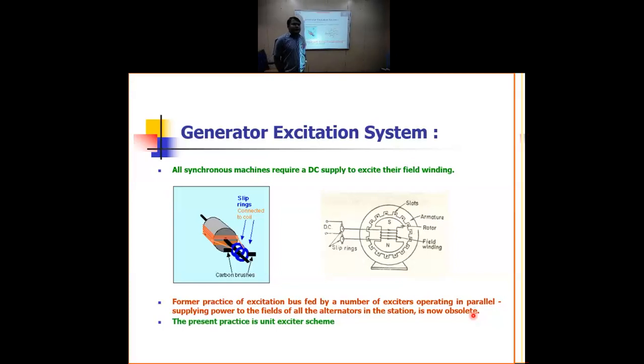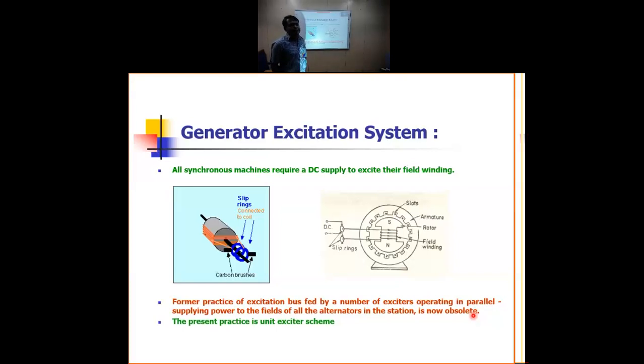As initially on today's class, I showed you some photos for 210 megawatt DVC power plant, 500 megawatt NTPC power plant, or 500 megawatt DVC power plant. So there it was shown to you the turbine structure and placement, excitation system structure and placement, and generator structure and placement. That means turbine generator exciter set was shown to you.